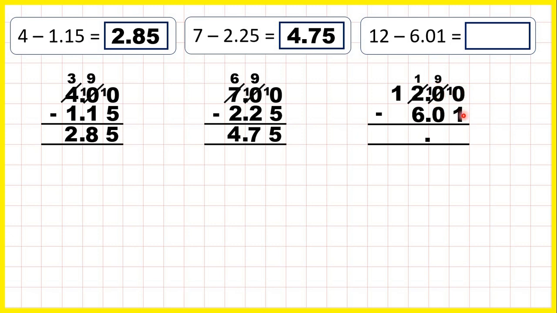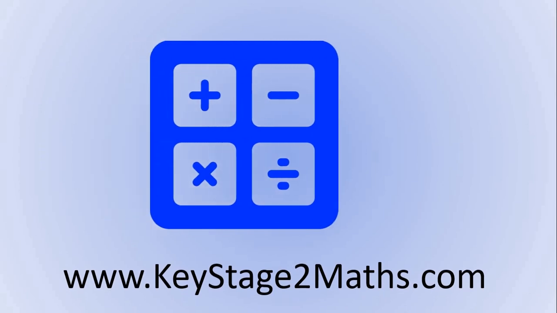Now 10 minus 1 is 9, 9 minus 0 is 9, we can't do 1 minus 6, so go to the left, 1 less, 1 in front, 11 minus 6 is 5, and 0 minus nothing is 0, so our answer is 5.99.